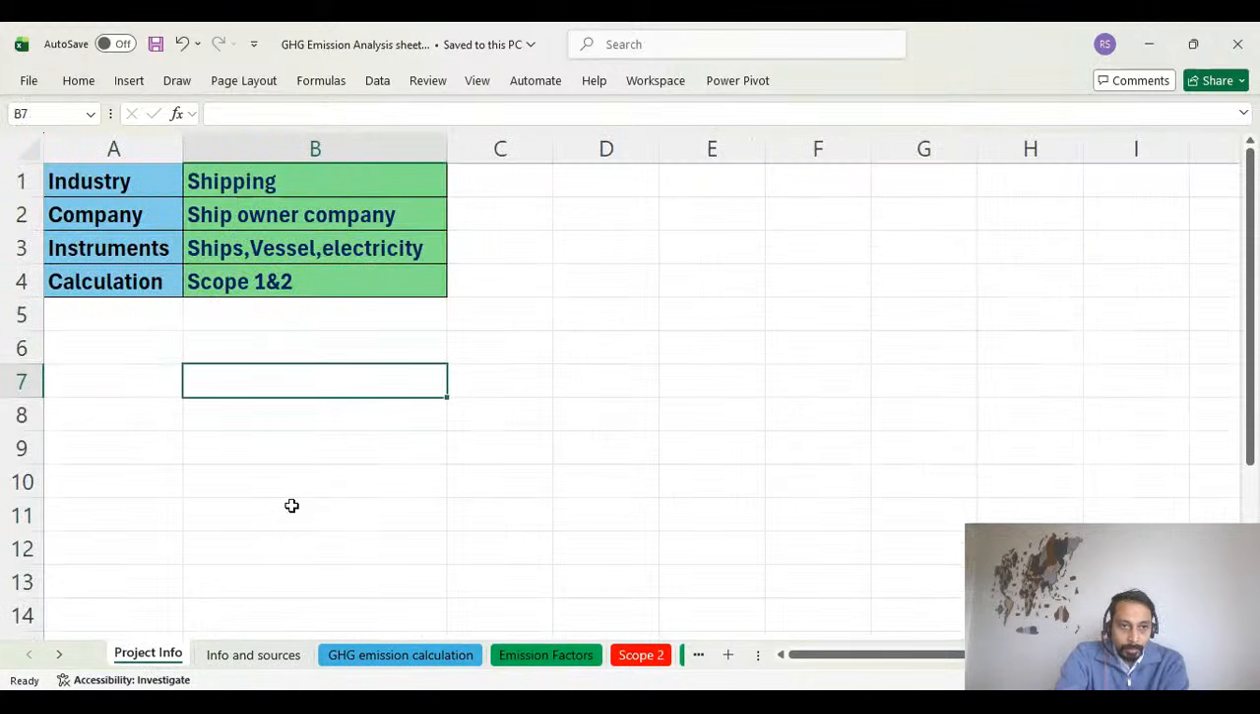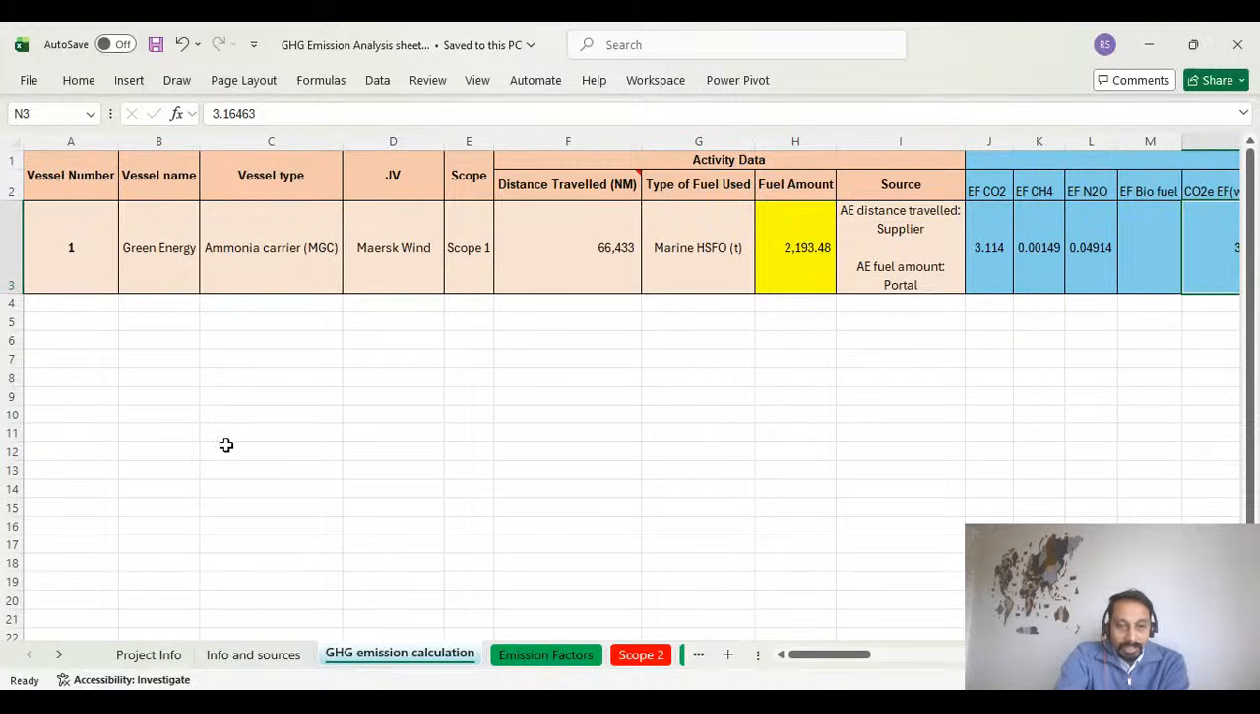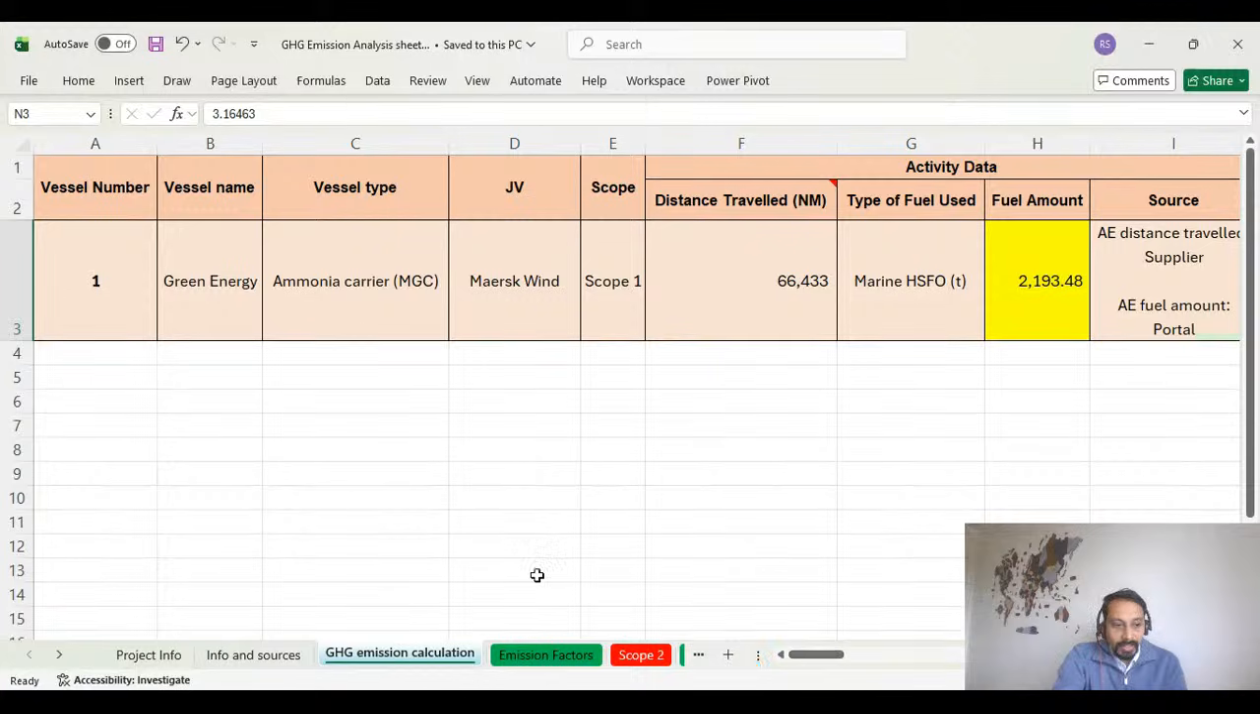So first is the project information, which covers the operational boundary, organizational boundary, and the project info or the company info. Second is information about your GHG calculations. And the third is the GHG calculations itself. So now we will start the calculations for all the vessel numbers, vessel names, vessel types, and for the scope 1 emissions.